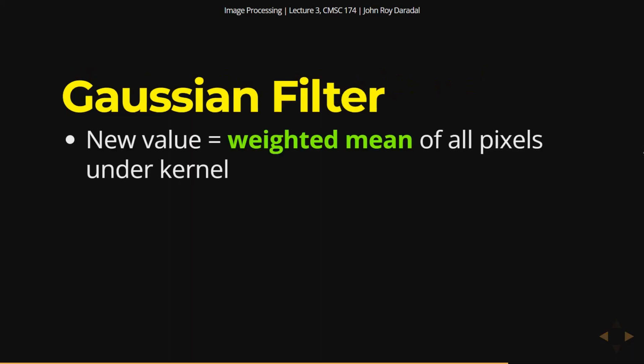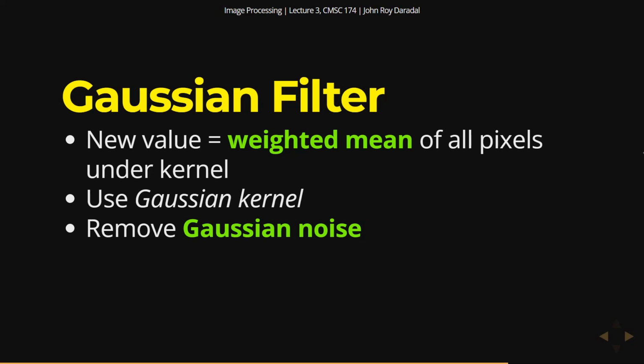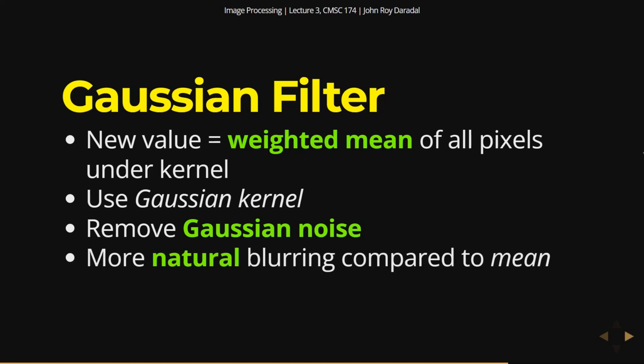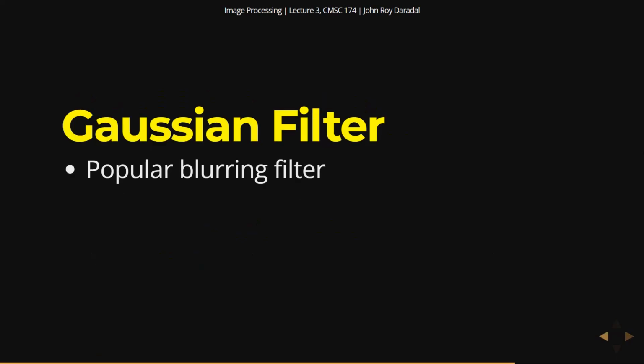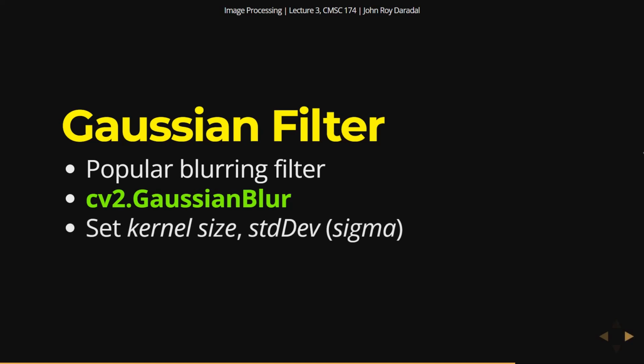So for the Gaussian filter, the new value is just the weighted mean of all pixels under the kernel, but we use the Gaussian kernel that we discussed in the previous slide. Okay, so we use this to remove Gaussian noise, and it produces a more natural blurring compared to the mean filter. Okay, because Gaussian is much more natural. That's why Gaussian filter is a popular blurring filter compared to the mean filter. And we use the method Gaussian blur for this one.